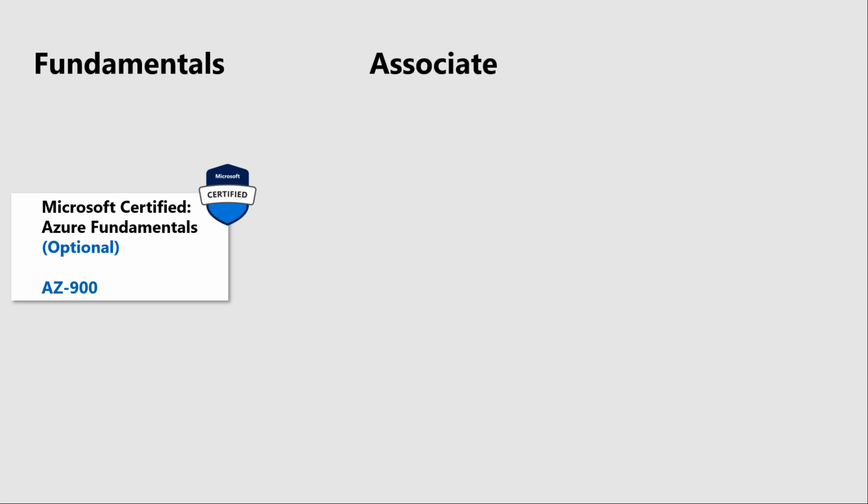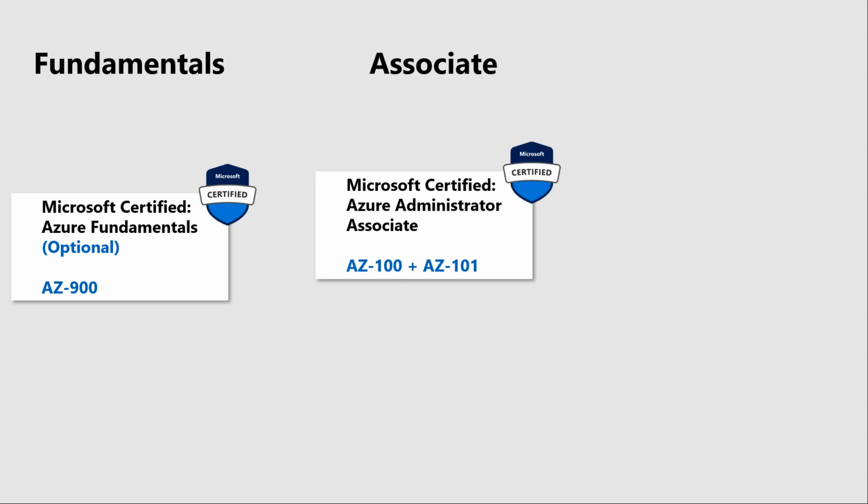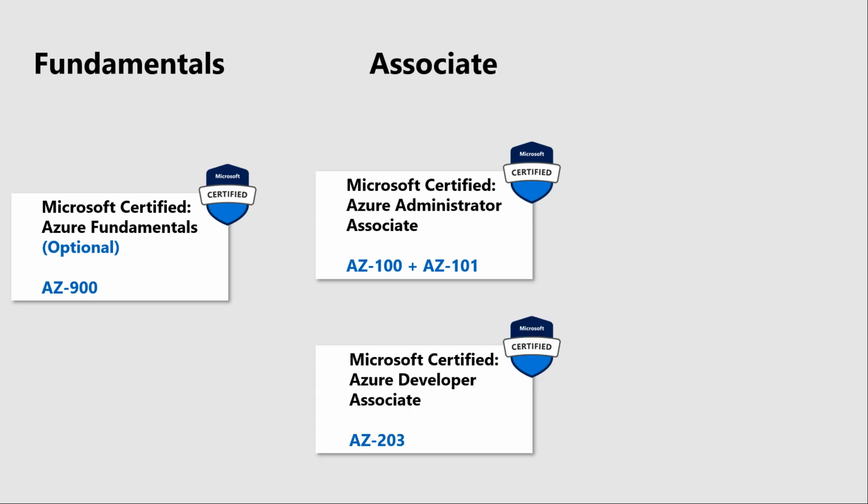There's 2 associate levels. First one being Microsoft Certified Azure Administrator Associate. You need to pass 2 exams to gain your certification. First exam is the AZ-100. The second is the AZ-101.